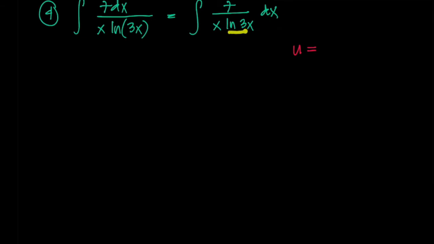Anong possible pa merong x? Ito, natural logarithm of 3x. So, natural logarithm of 3x. So, ano ang du? So, the derivative or the differential of a natural logarithm. So, let's have a review. So, the differential of the natural logarithm of u is equal to du over u.